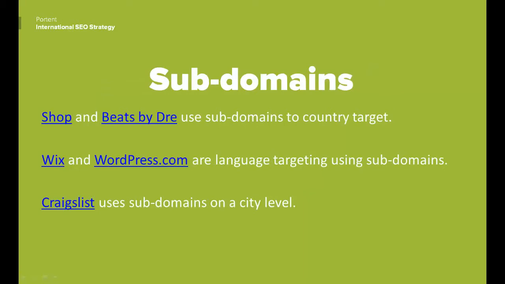The third option is subdomains. There are also a lot of websites that use this approach. Shop uses subdomains to country target. WordPress.com uses language targeting via subdomains. You can use either country targeting or language targeting. Craigslist uses subdomains on a city level, so there are a lot of options with subdomains for targeting.